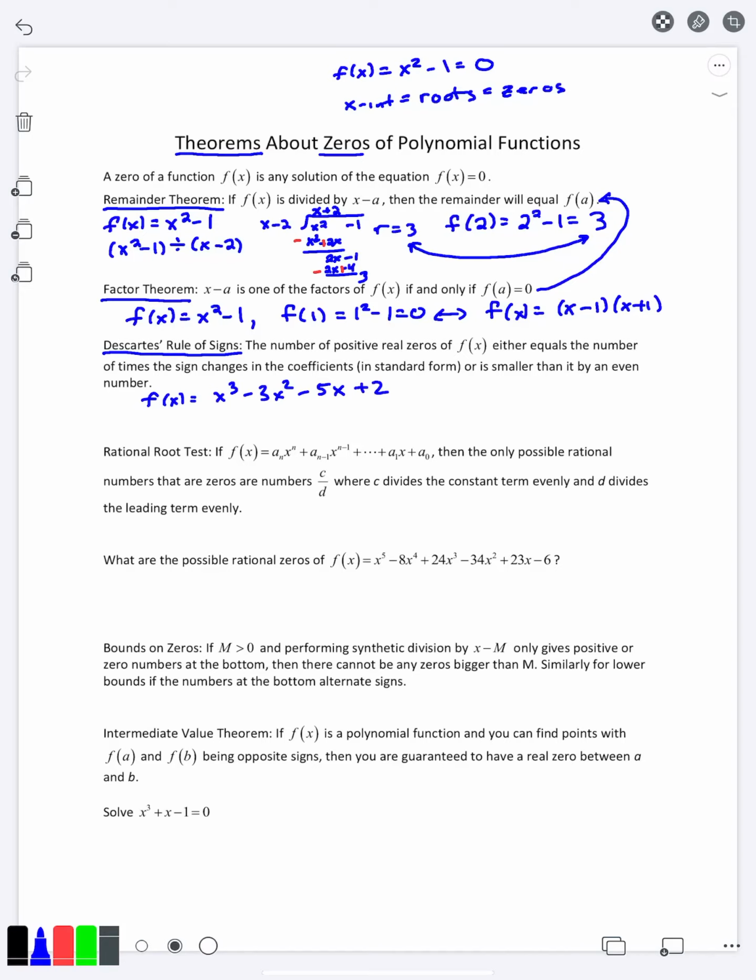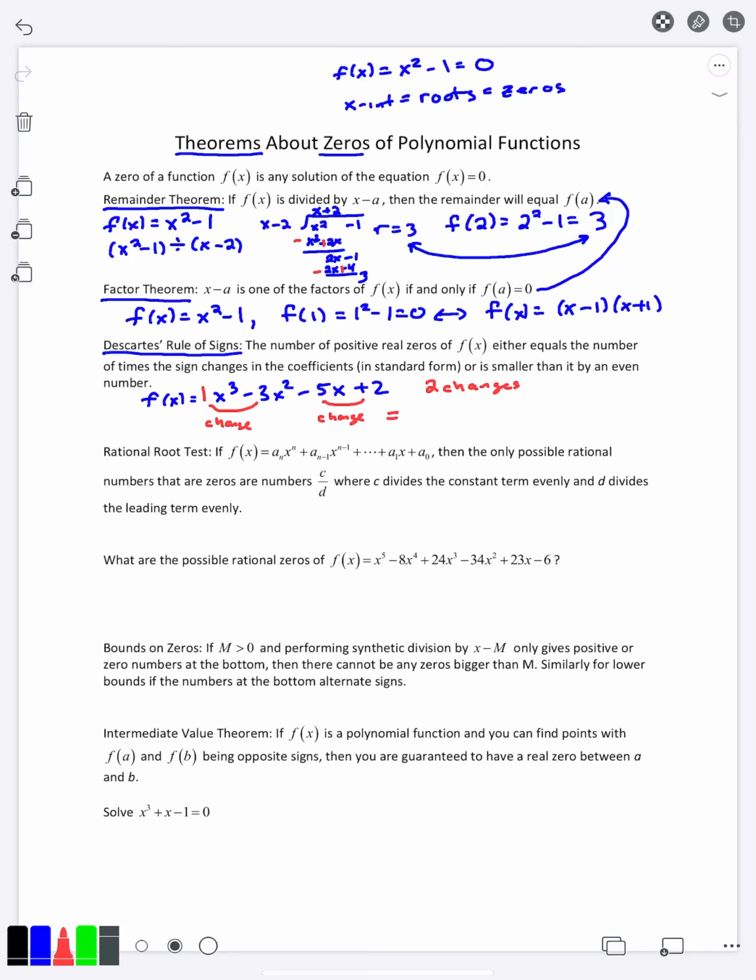So suppose we're trying to find the zeros of this polynomial. What the Descartes rule of signs will say is, ask yourself how many times did the coefficients change back and forth between positive and negative. Well, we started out from positive 1 to negative 3, so that's a change. Negative 3 to negative 5, no change. And negative 5 to positive 2, that's a change. So we have two changes here.